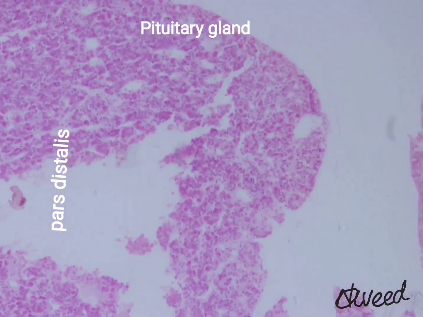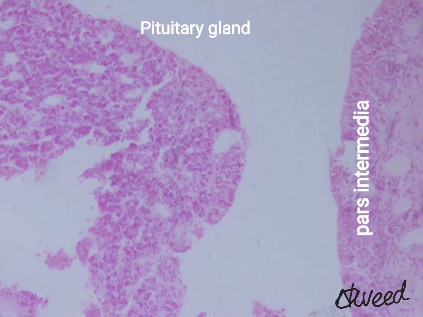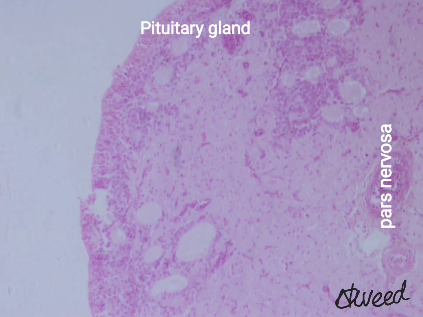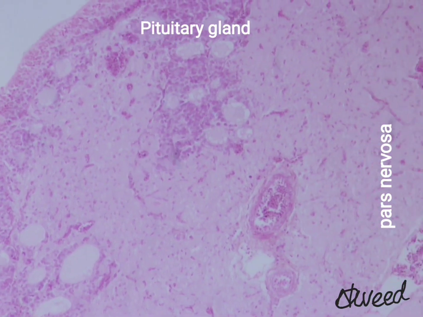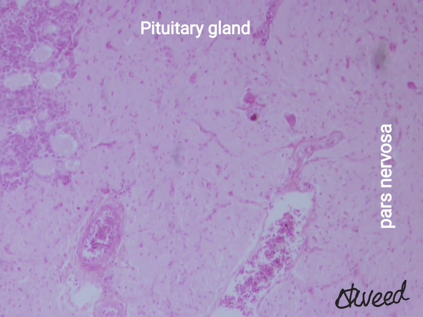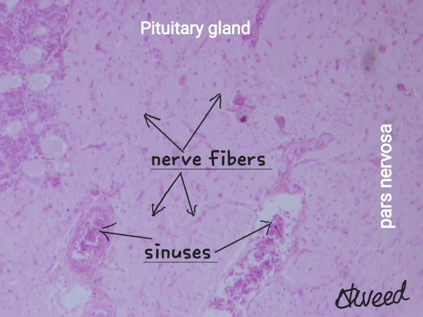Neurohypophysis is divided into two parts, pars nervosa and infundibulum. Neurohypophysis contains unmyelinated nerve fibers, axons, synapses, and glial cells called pituicytes. Hormones stored and released from neurohypophysis are number 1, oxytocin, number 2, vasopressin.